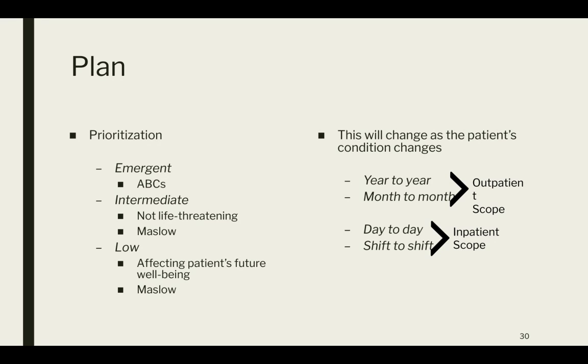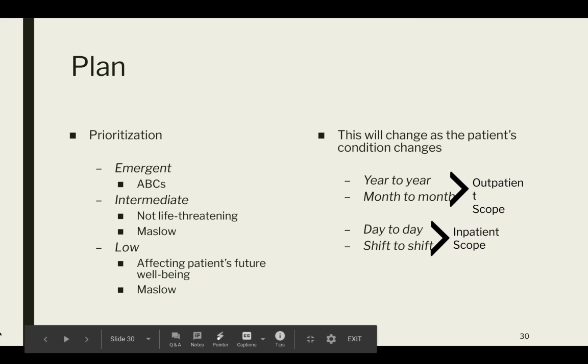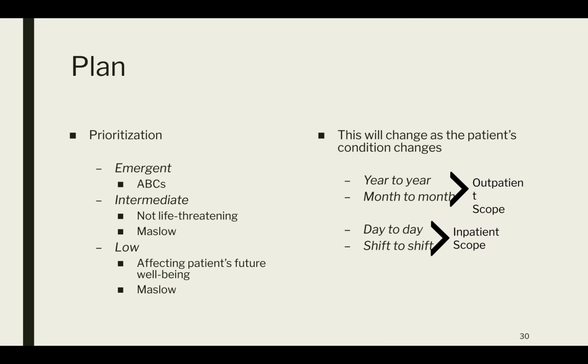These are health promotion. Most of my lens is hospital-based. If you're working outpatient, then this prioritization might be very different. All of these are going to change as the patient's condition changes. So we're going to go from year to year. We're going to go from month to month. We do have an outpatient scope that we are focusing in on here, as well as an inpatient scope. So typically when we're inpatient, this is day to day, this is shift to shift. This is our timing that we're looking at.